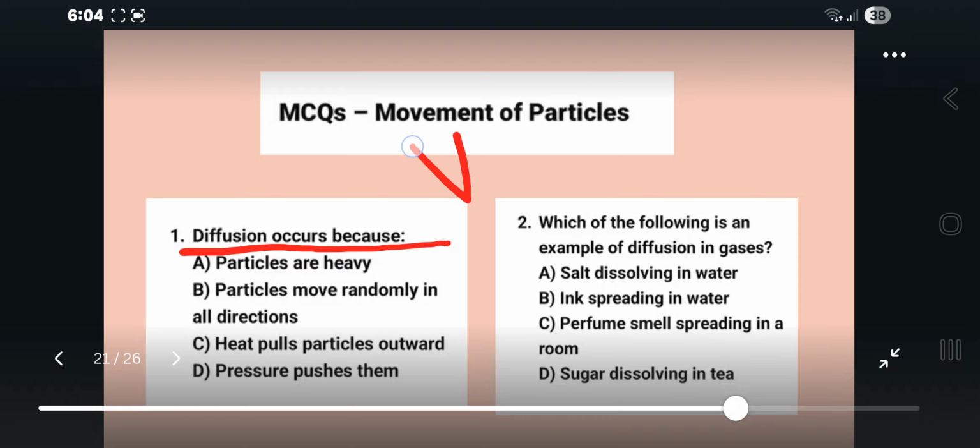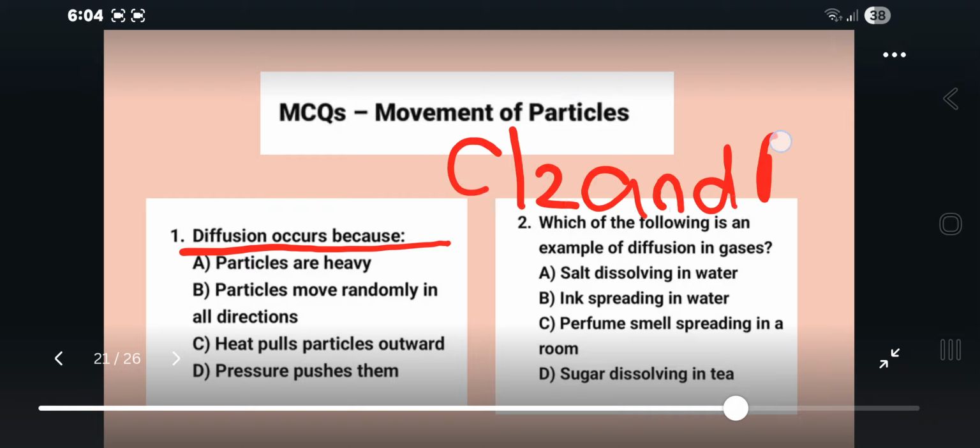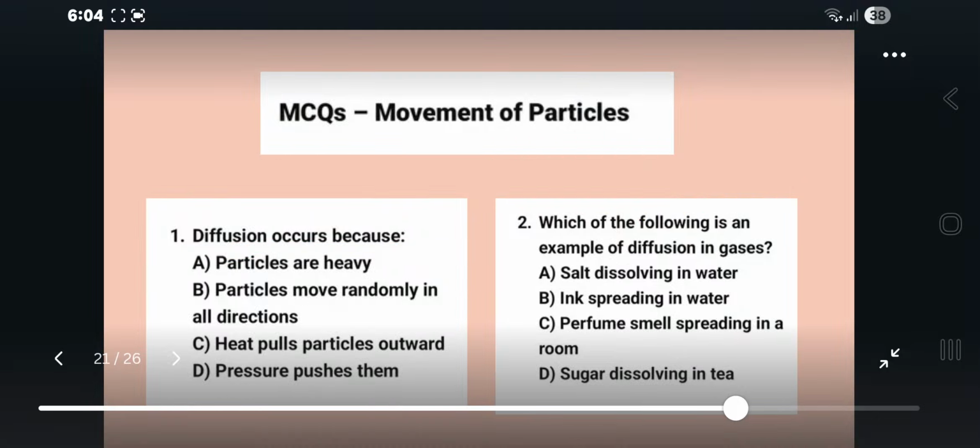When we have NH3, for example, we have chloride, okay, and aluminum. For example, we have these both chemicals, and when we mix them, what is formed? Diffusion. And this diffusion definition is what? Particles move randomly in all directions. This is one definition for it. Okay, please tell me the next question answer.